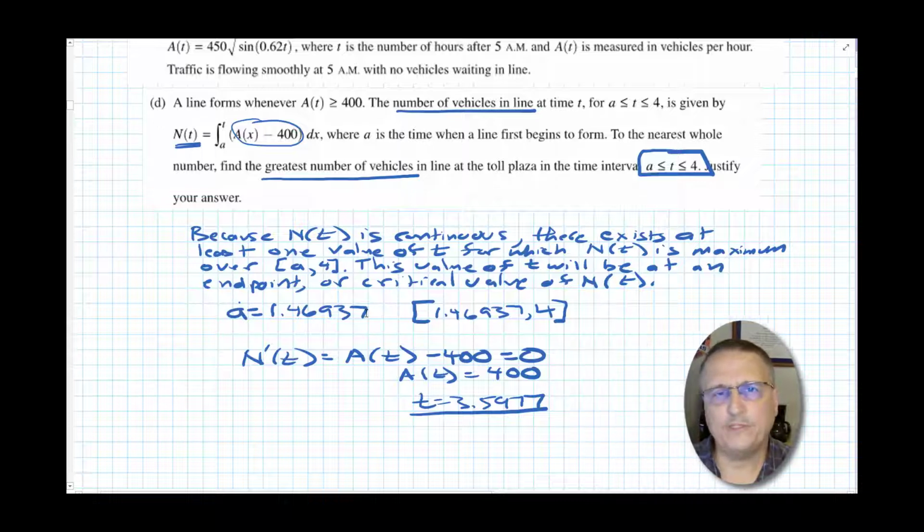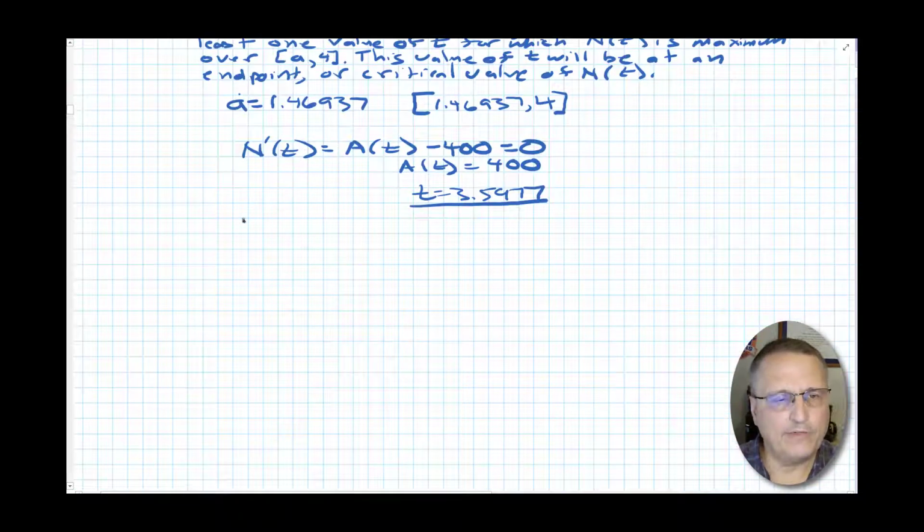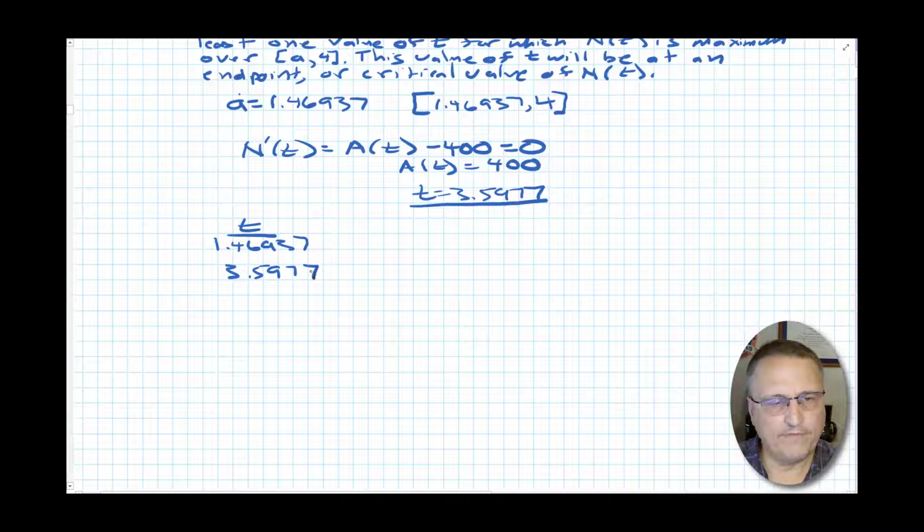This means that I'm going to use the candidates test because I now have 3 candidates where the maximum value for n of t might occur. Those values are the following. They are the 2 endpoints, which are 1.46937 and the critical point 3.5977, and then the other endpoint, which was 4.